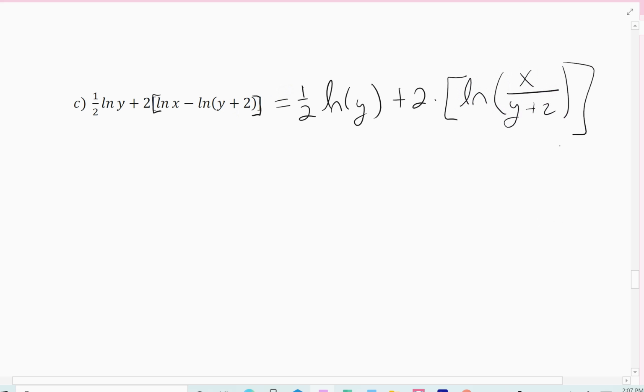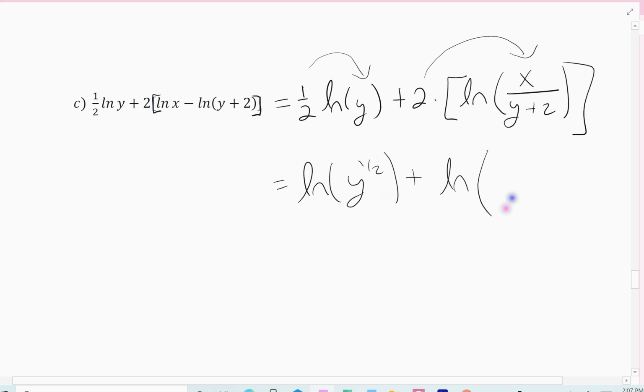My next thing is I'm going to move the powers inside. So I'm going to move my one half inside, and this is going to be the natural log of y to the one half, plus the natural log of x divided by y plus 2, that whole thing squared. This whole thing is being squared. Not the log, the x divided by y plus 2 is being squared.